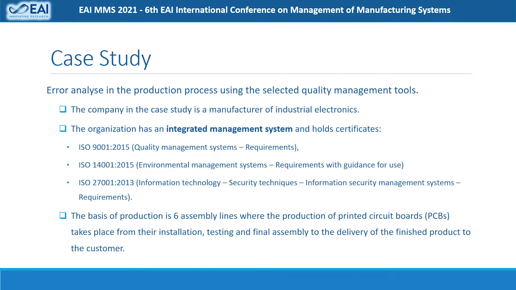The company in which error analysis was carried out in the production process using quality management tools is a manufacturer of industrial electronics. It has been operating in Slovakia since 2000. The organization has an integrated management system and holds certificates that demonstrate compliance with the requirements of the ISO 9001:2015 standards. The basis of production is 6 assembly lines, where the production of printed circuit boards takes place from their installation, testing, and final assembly to the delivery of the finished product to the customer.